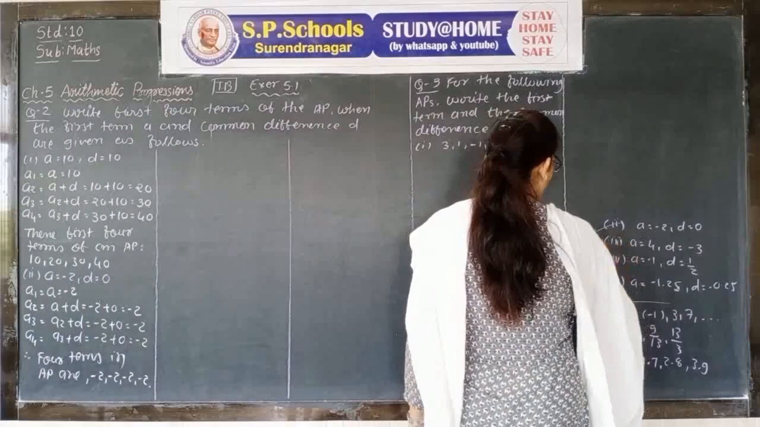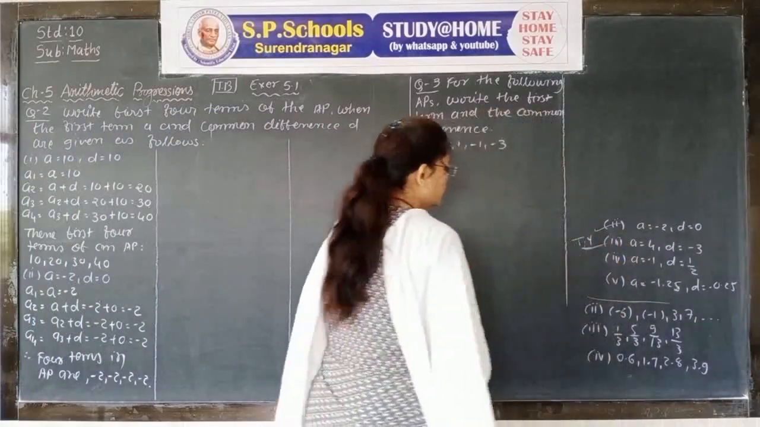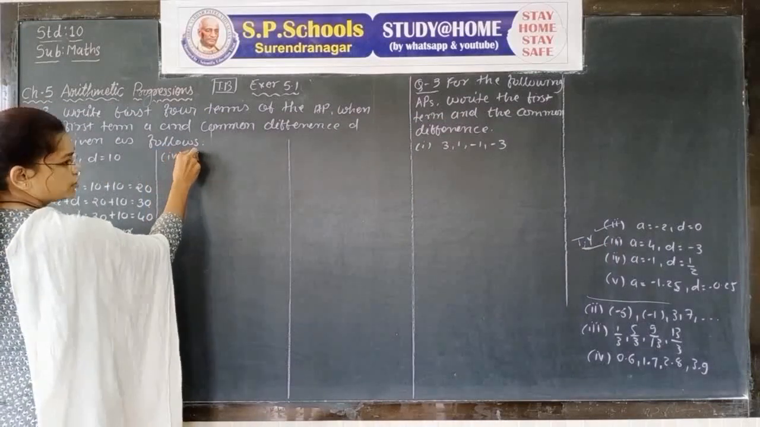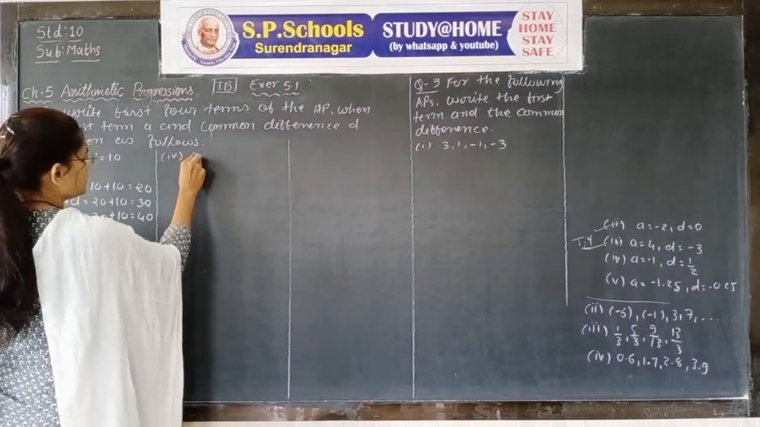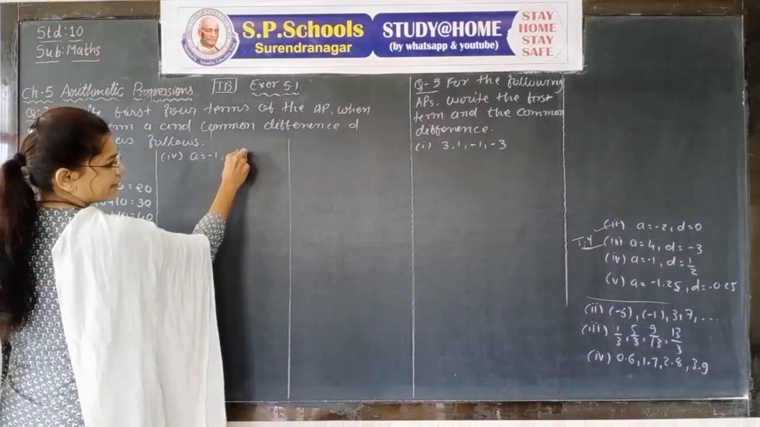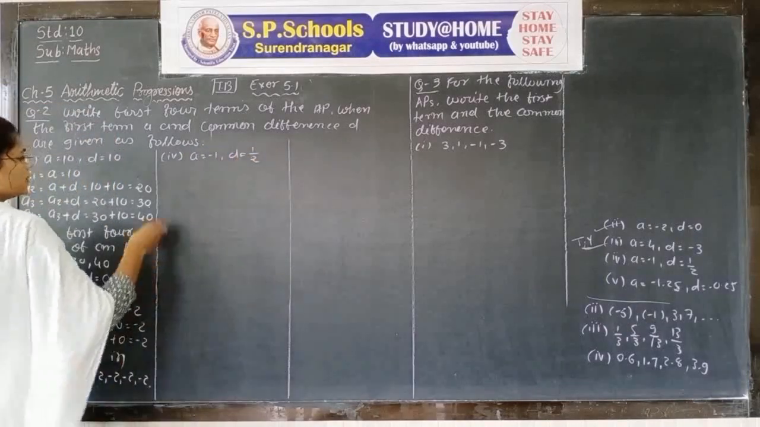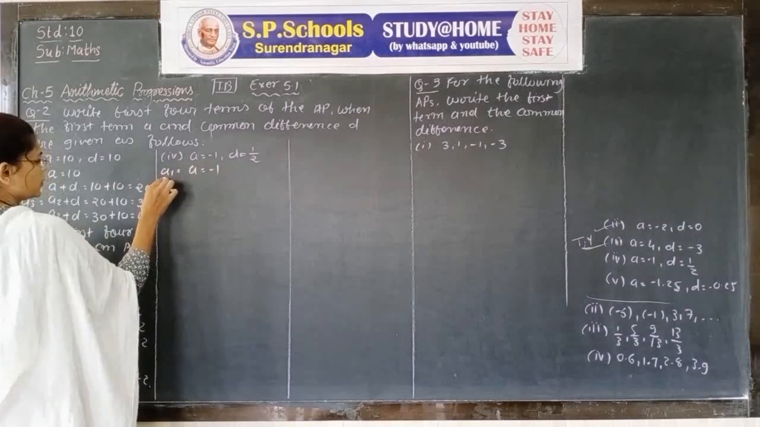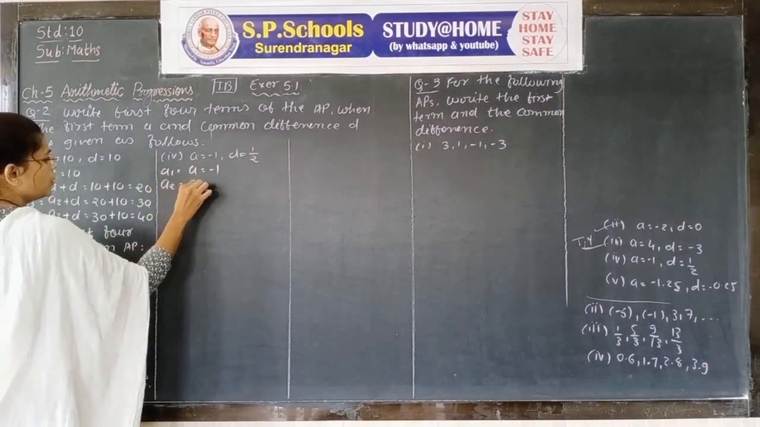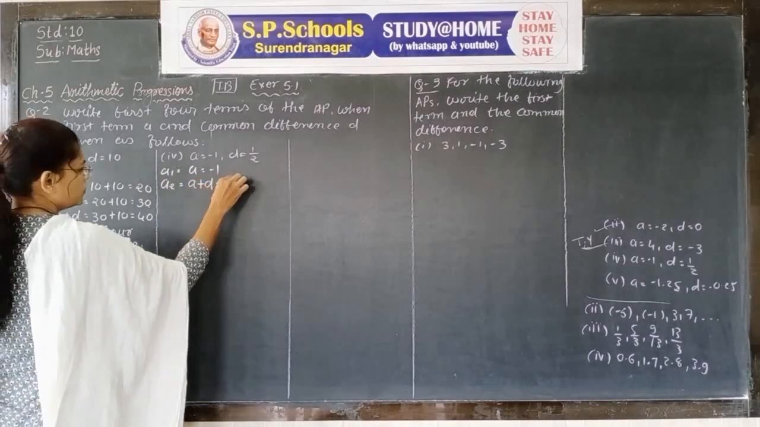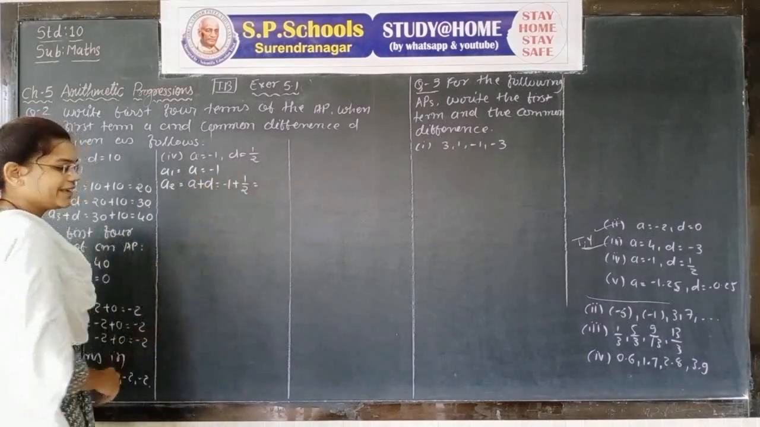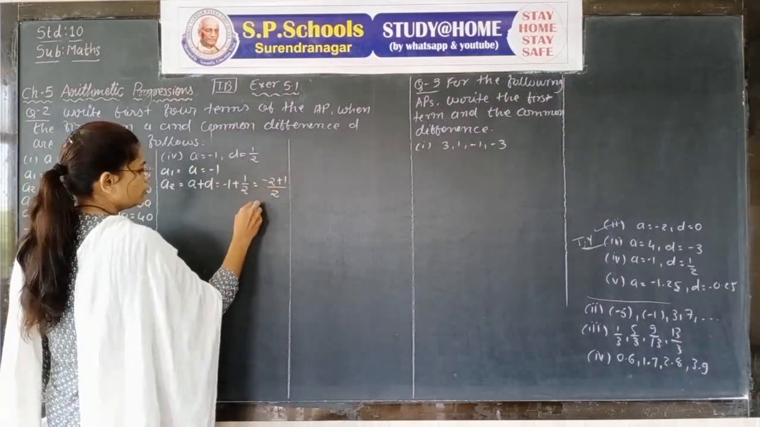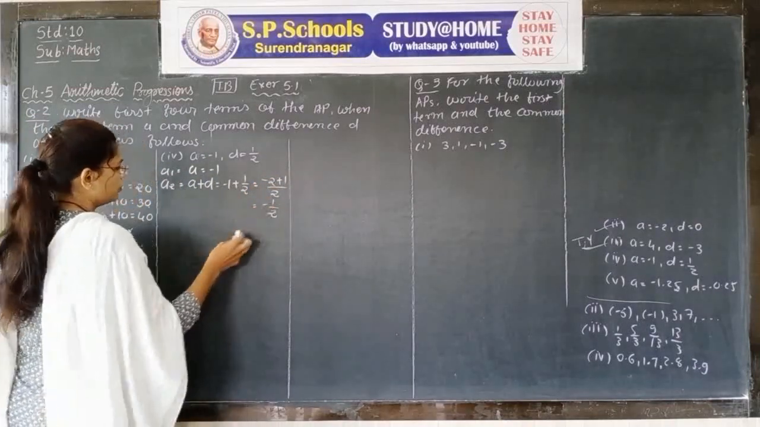Third, try yourself. Now we see the fourth number. Fourth number is A equals -1 and D equals 1/2. The first term A1 is equal to A, which is -1. Second term A2 is equal to A plus D, where A is -1 plus 1/2. By taking LCM we have to simplify it: -2 plus 1 over 2, which is -1/2.